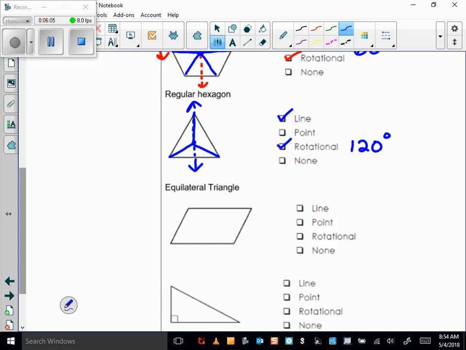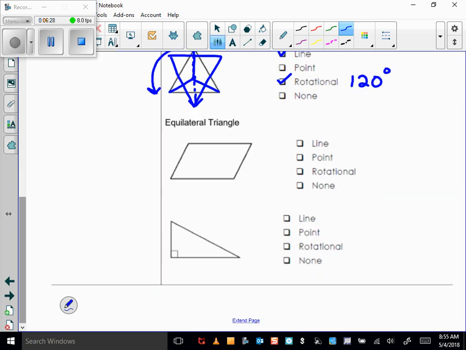So how about point symmetry? Remember, point symmetry exists if you have 180-degree rotational symmetry. Do I have 180-degree rotational symmetry? No, I don't, because if I rotated this 180 degrees, what I would have would be the upside down triangle. So we don't have point symmetry here. We just have line and rotational symmetry.